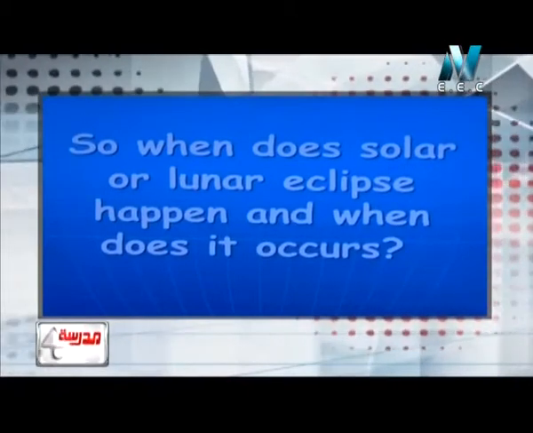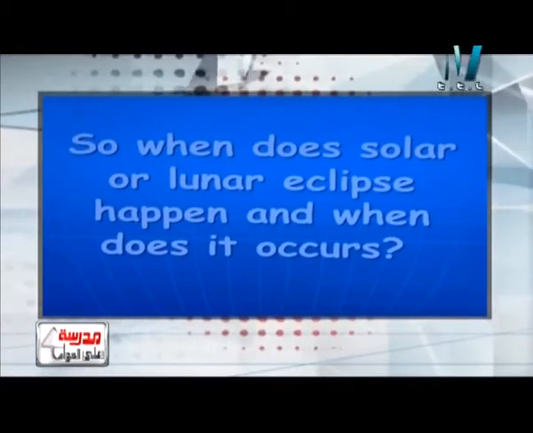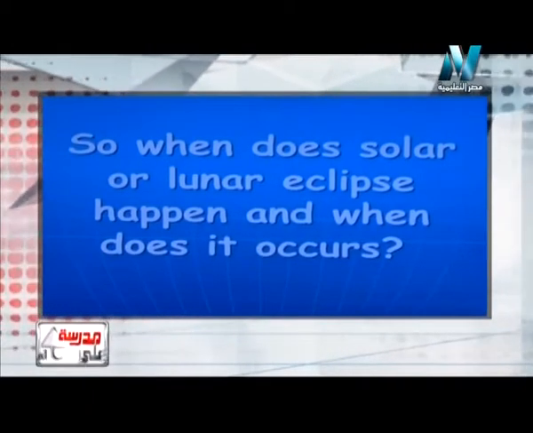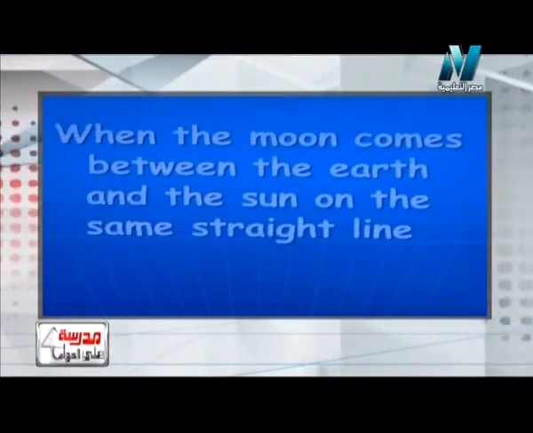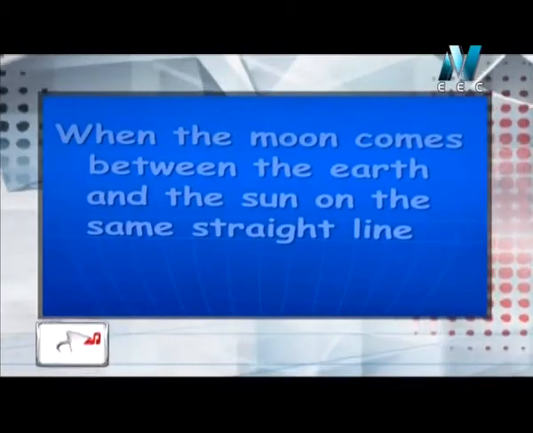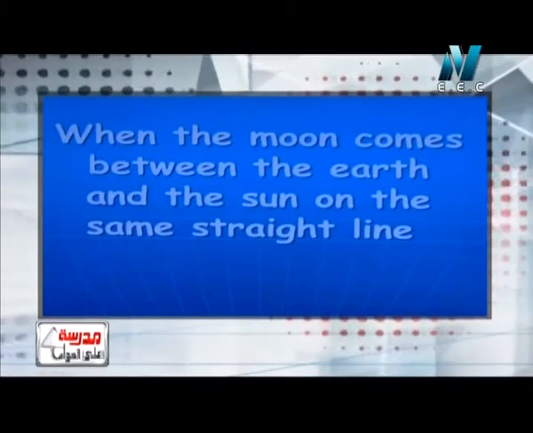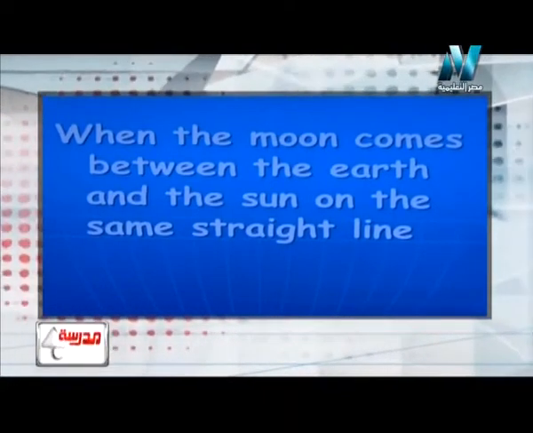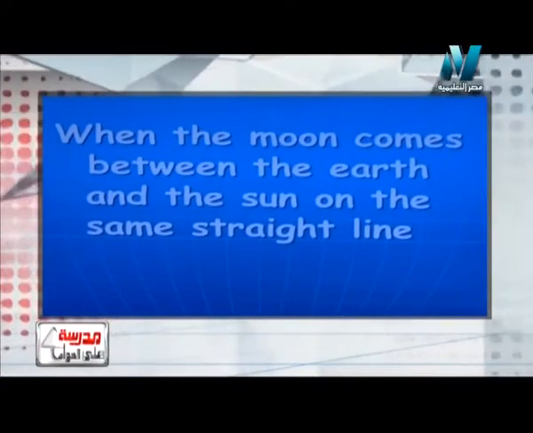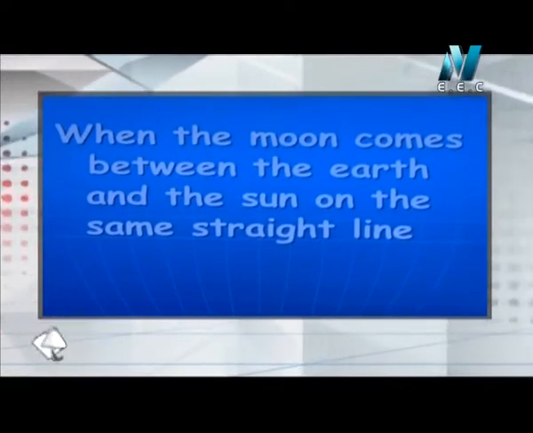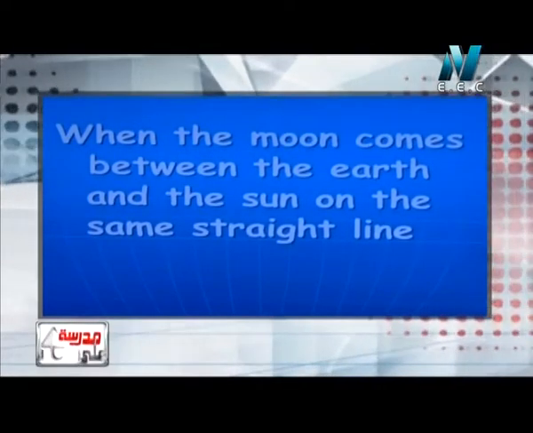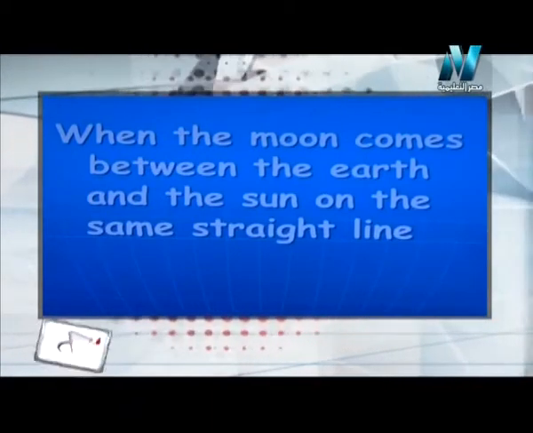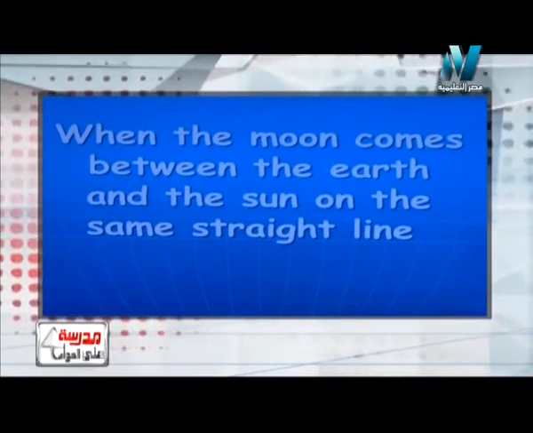So, when does solar or lunar eclipse happen, and when does it occur? امتى بيحصل solar أو lunar eclipse? So, let's have an activity. When the moon comes between the earth and the sun on the same straight line, we will have a phenomenon which is called solar eclipse. لما المون يكون في المنتصف أو في النص ما بين الشمس والأرض، ولازم يكونوا كلهم على نفس straight line. All of them must be in the same straight line. We will have a phenomenon which is called solar eclipse.